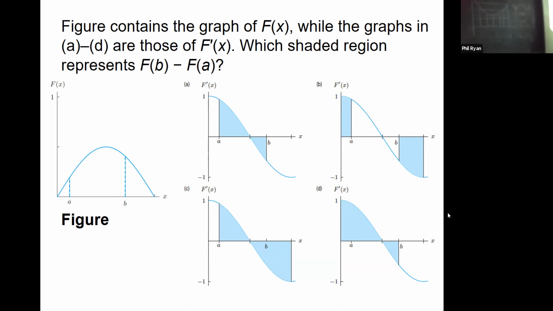That was not a hard one at all. This is just the fundamental theorem of calculus. The difference between those two heights is going to equal the area of the derivative between a and b. And we see the relationship between this and its derivative: we see it's increasing, and the derivative is positive. Here it's decreasing, and the derivative is negative.